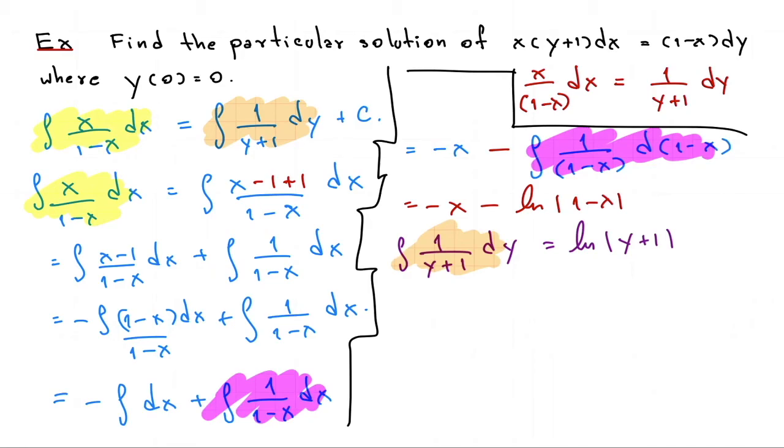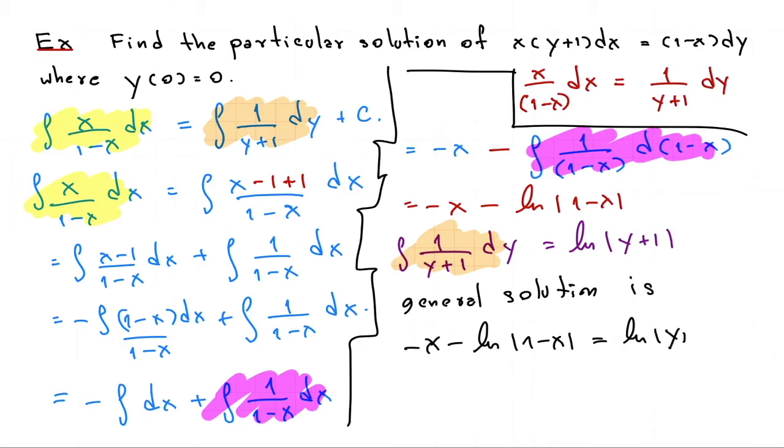And do the integration by substitution. Get log of y plus 1. So if you plug in everything, you will get the general solution, which is minus x minus log of 1 minus x equals log of y plus 1 plus c.